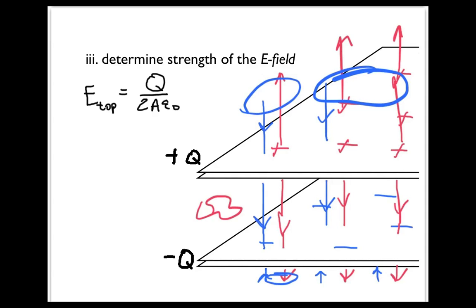But in here, the negative plate's field is pointing down and the positive plate's field is pointing down. And they have the same magnitude. So the field in here is going to have twice the field strength of the positive plate. So we can say that the E field in here is just Q over A epsilon naught.